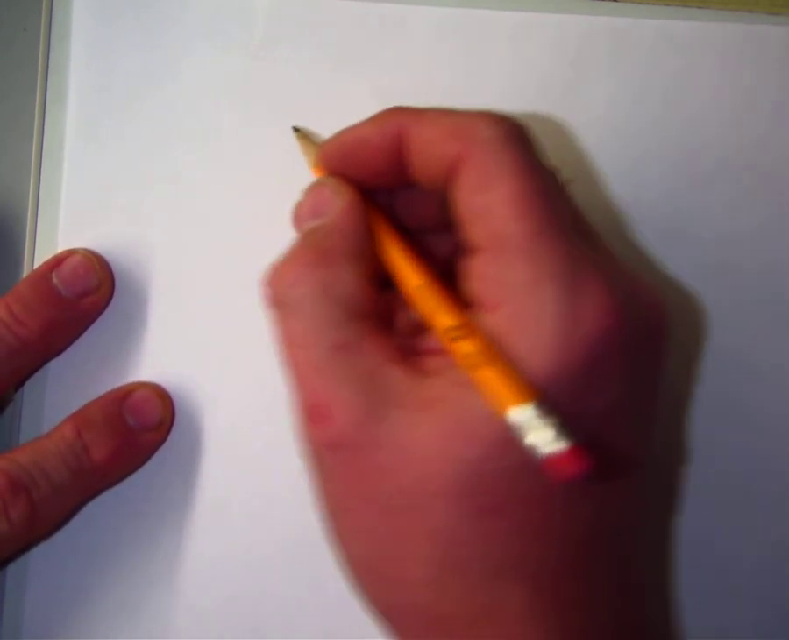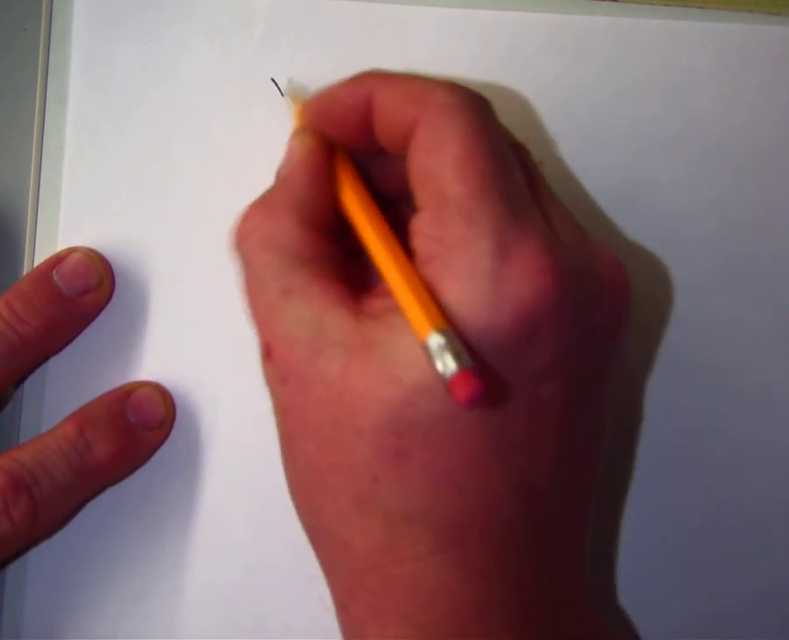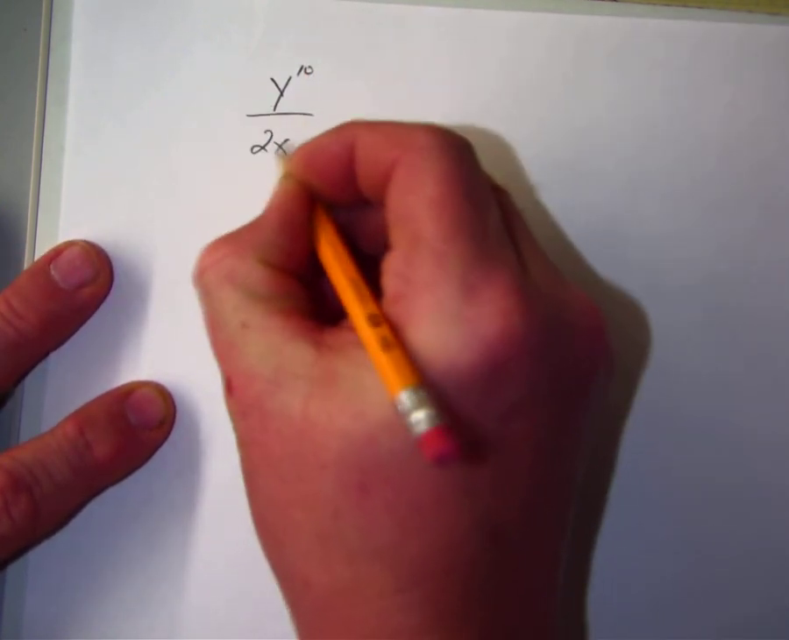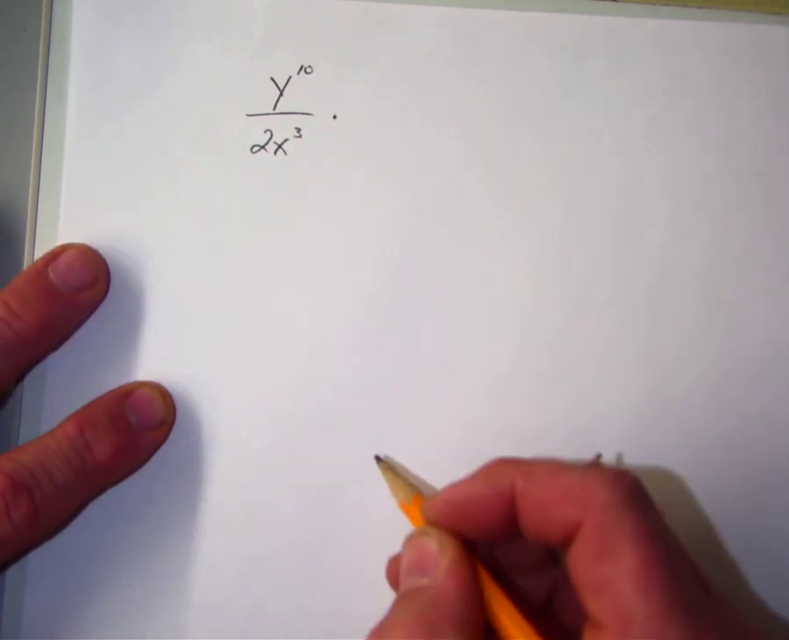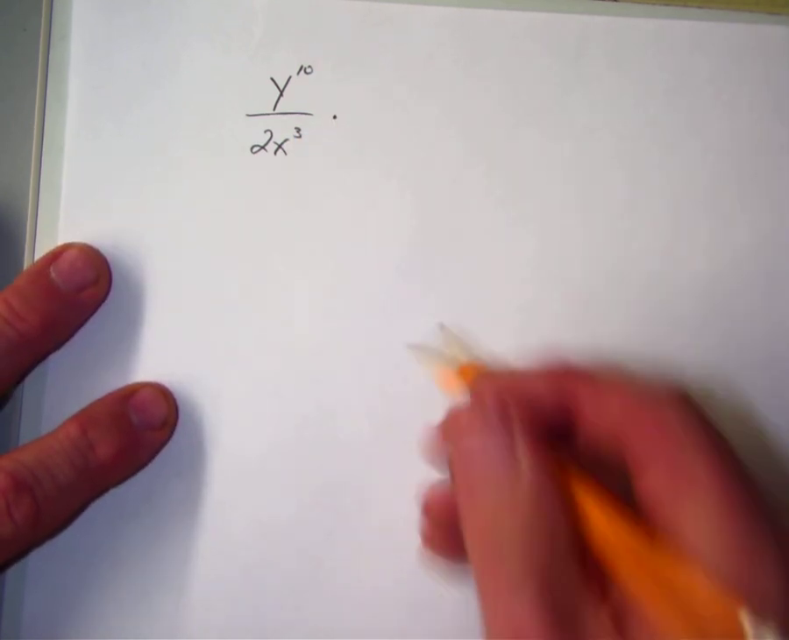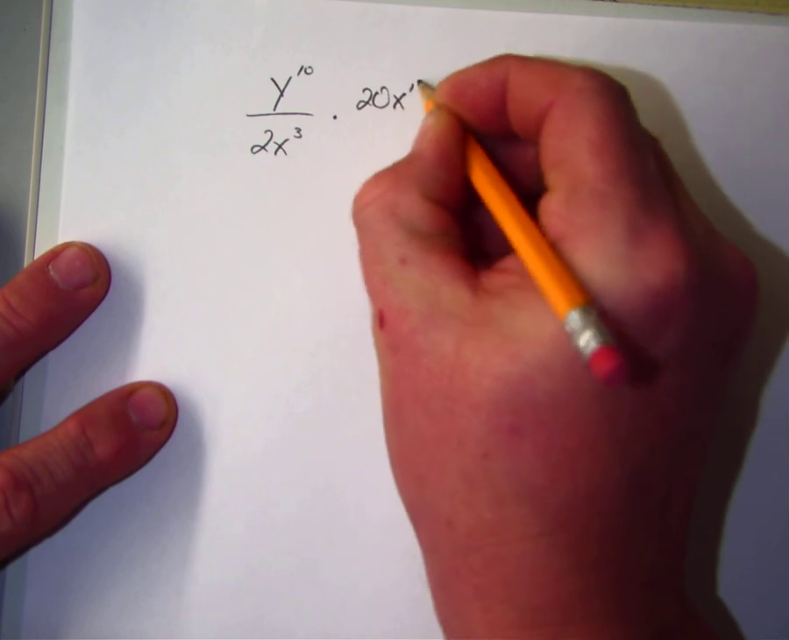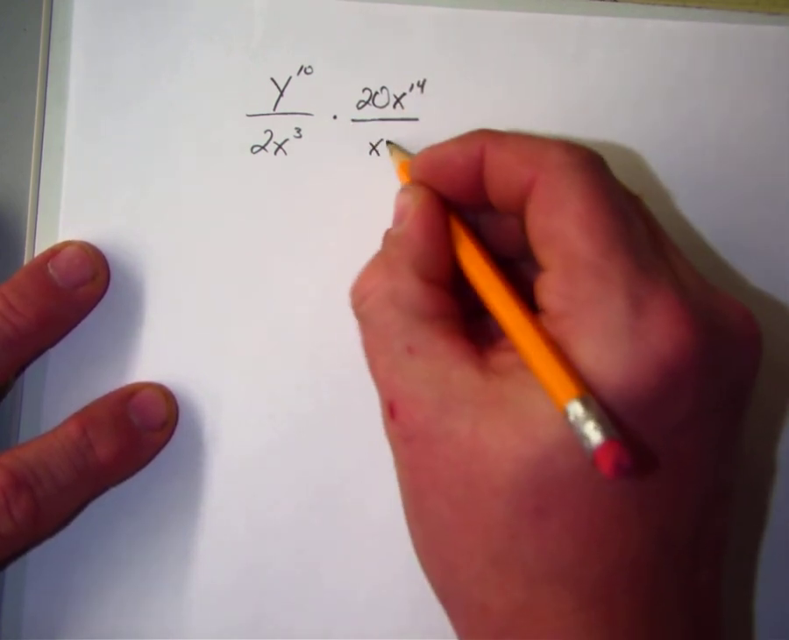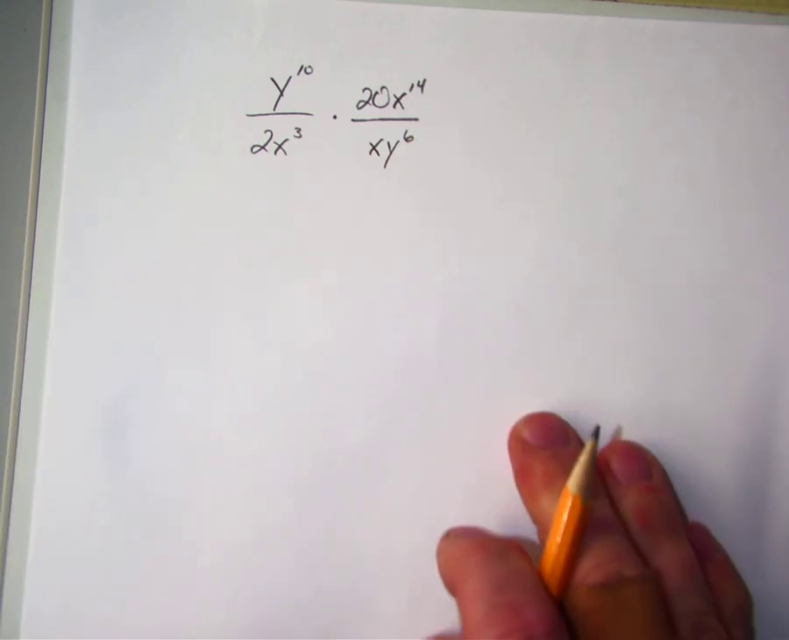All right, let's look at one more example, and then you should be good to begin the bookwork for the next assignment. So let's do y to the 10th over 2x cubed times 20 x to the 14th over x y to the 6th.